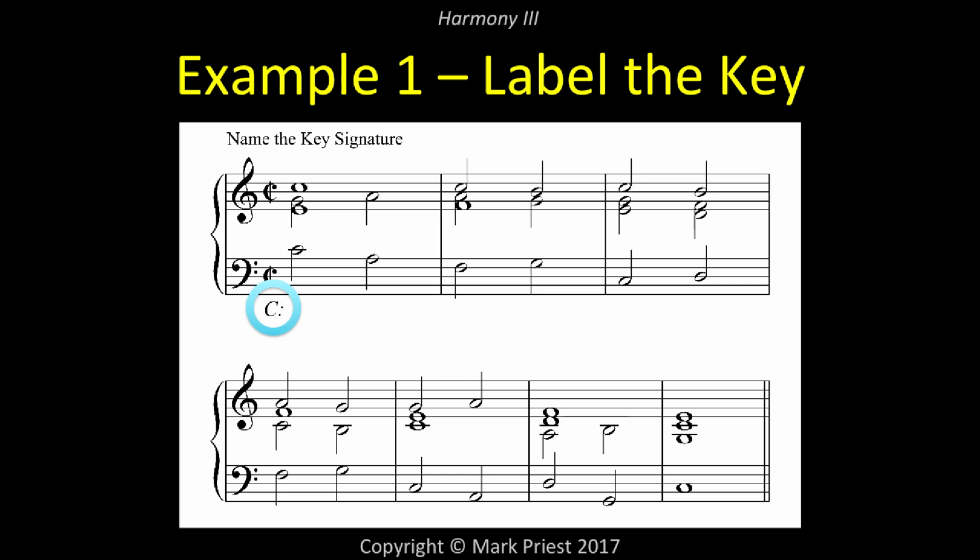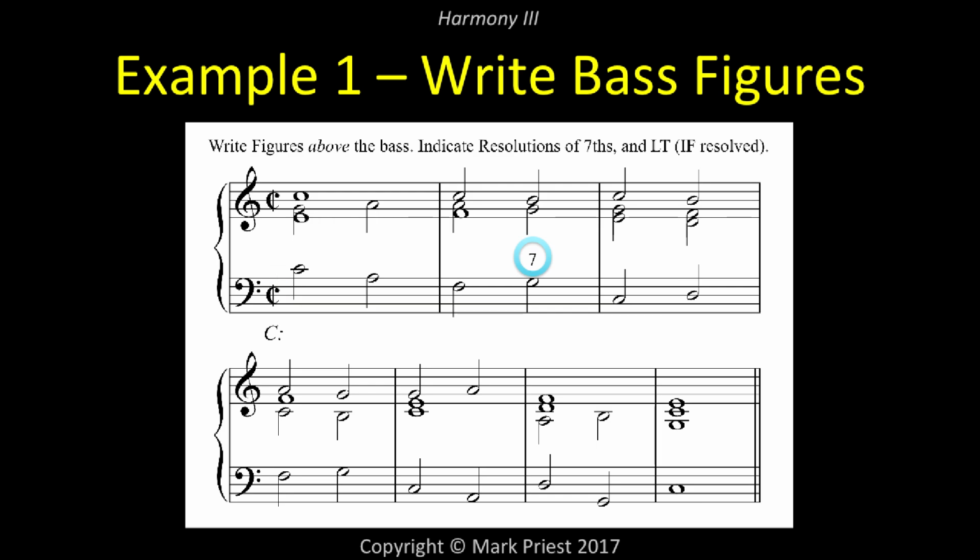If it was a minor key, you would write a lowercase c, followed by the colon, the punctuation mark consisting of 2 vertical dots. Note, not every chord needs figures. Write in the Arabic numerals the figures to represent seventh chords, any unusual voice leadings, and inverted triads. Use arrows to indicate resolutions of the seventh, as well as the leading tone of dominant seventh chords.